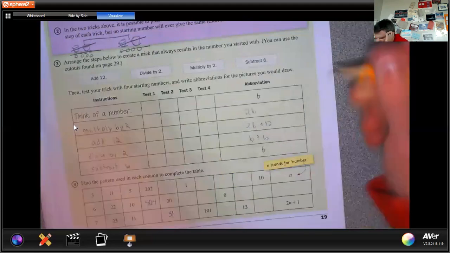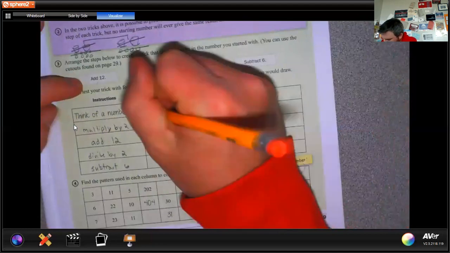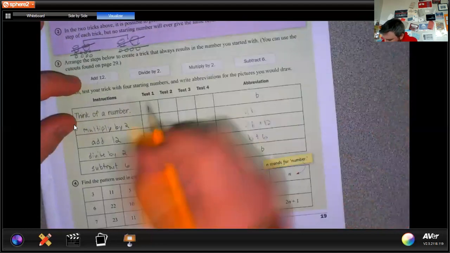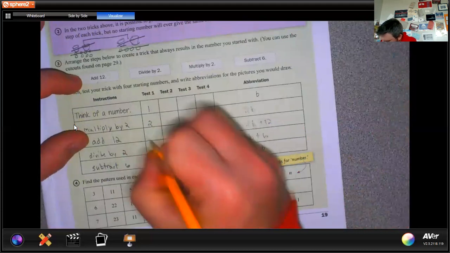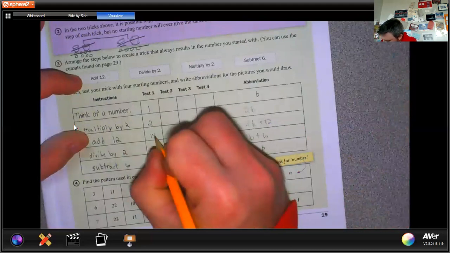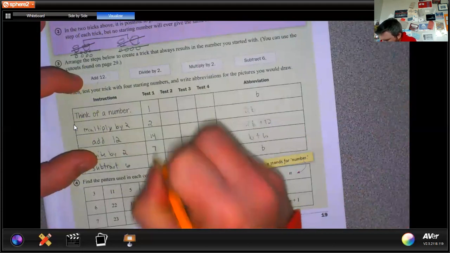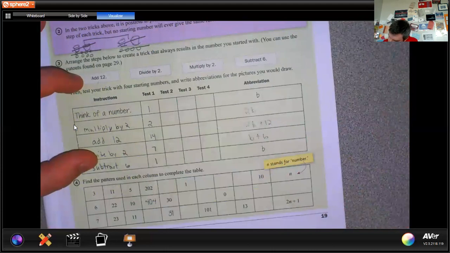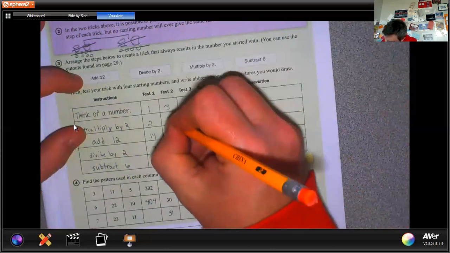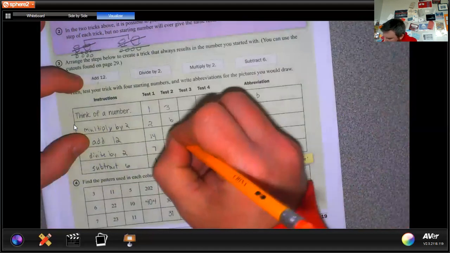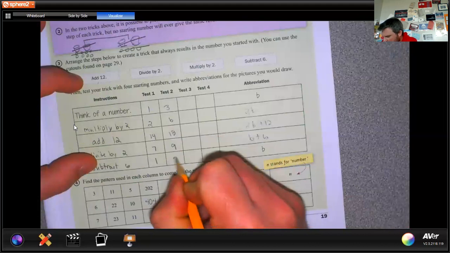All right, let's just test the number. Pick an easy number. Let's pick 1. So 1 times 2 is 2. 2 plus 12 is 14. 14 divided by 2 is 7, and 7 minus 6 is 1. How about 3? 3 times 2 is 6. 6 plus 12 is 18. 18 divided by 2 is 9, and 9 minus 6 is 3.